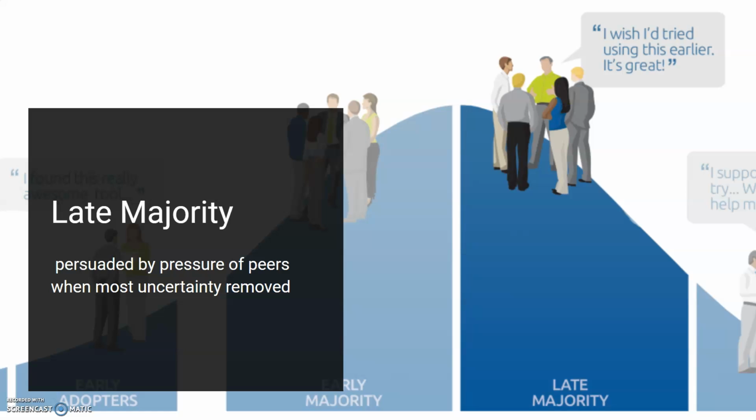Then you have the late majority, and they take more. They're persuaded by pressure that appears when most uncertainty is removed, and so they have to spend more time in training, more time convincing them, and they have to see that others have adopted the technology before they try it.